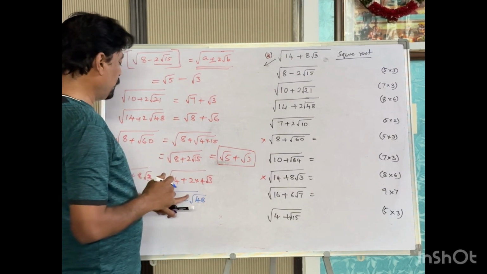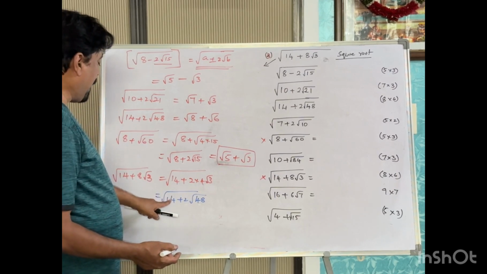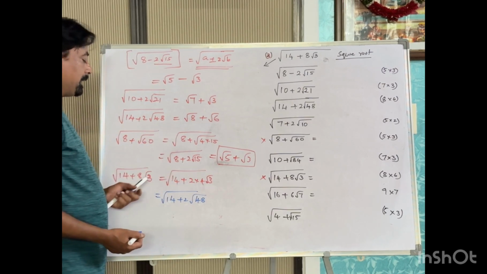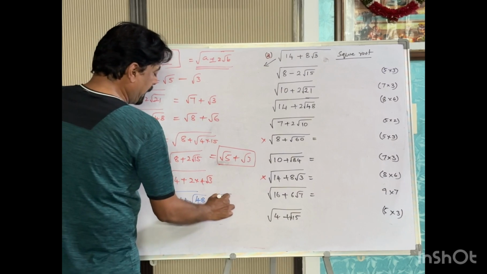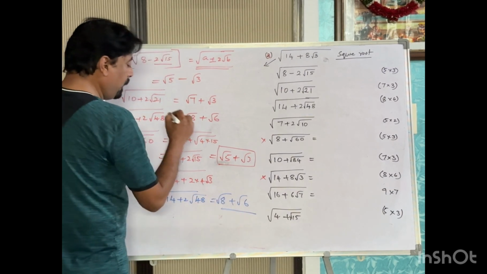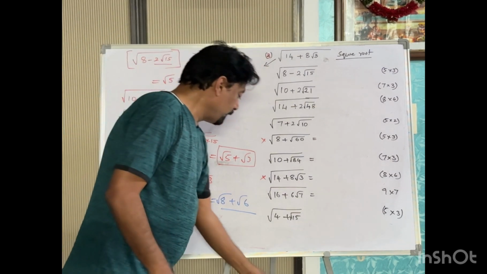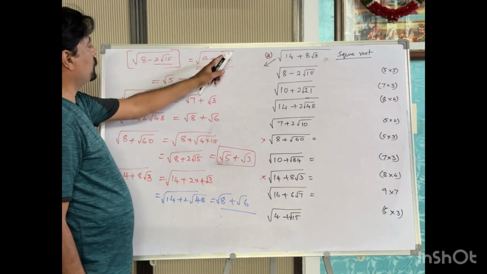So now you need to split this in the form of, if you add, you want to get 14, and if you multiply, you want to get 48. So that is 8 6 are 48. 8 plus 6 is 14. The answer is root 8 plus root 6. This is the answer. But in some cases, the question is somewhat difficult to make it as in the form of a plus or minus 2 root b.